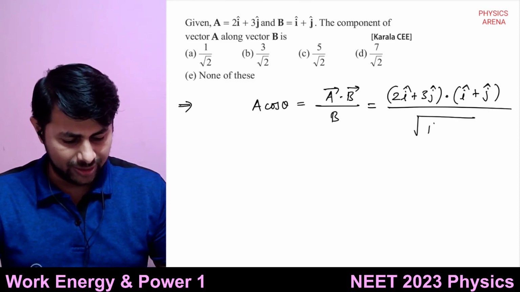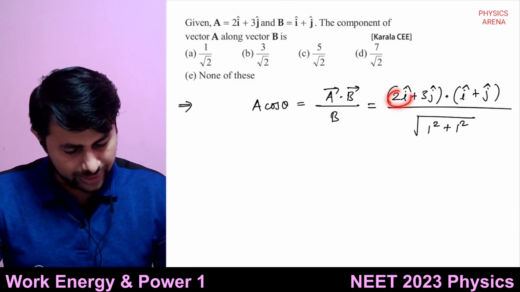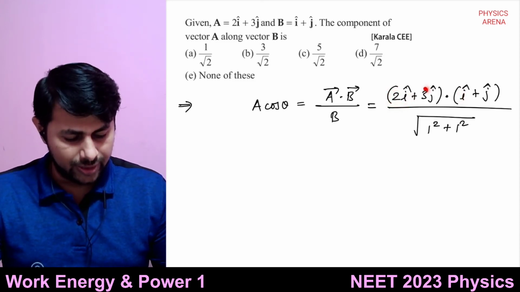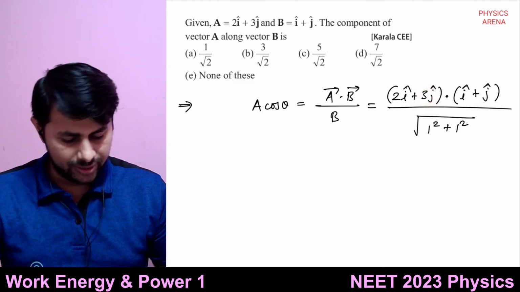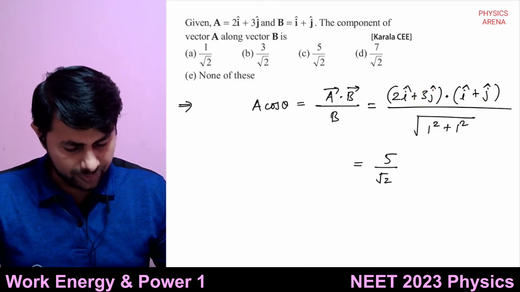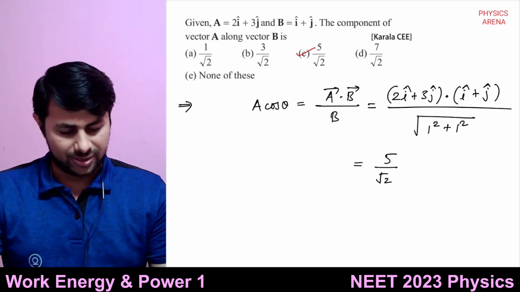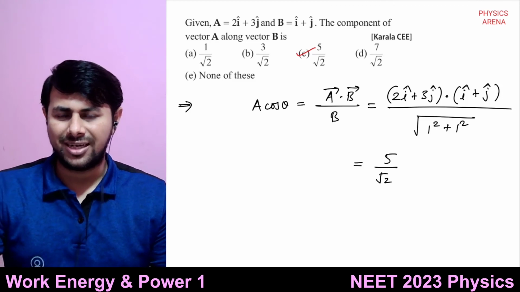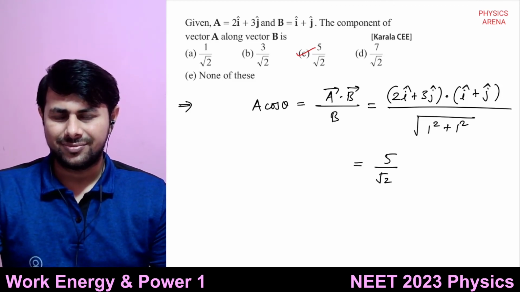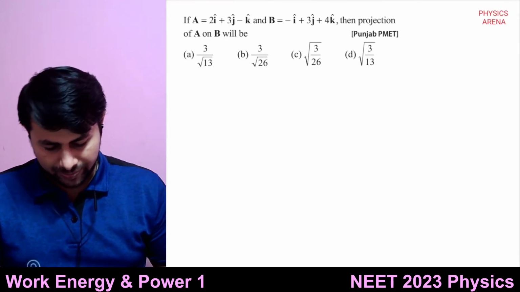So that is 1 square plus 1 square, root 2, right? So 2 times 1 is 2, 3 times 1 is 3, right? So it is 5 upon root 2. Very good. All right, so option C is the answer. So simple to find out components, right? Okay, let's try one more problem.